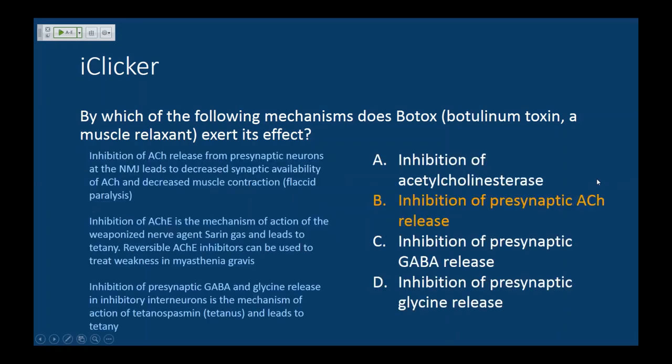And the only thing you really need to know is that I told you that Botox is a muscle relaxant. So I've also told you that acetylcholine is the only neurotransmitter that can excite a muscle cell. So in order to do the opposite, you have to somehow prevent acetylcholine from reaching the end of the neuromuscular junction and exciting the muscle cell. So the only answer choice among these that can actually do that is the inhibition of presynaptic acetylcholine release.